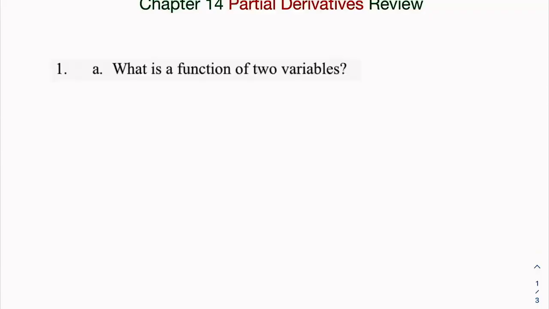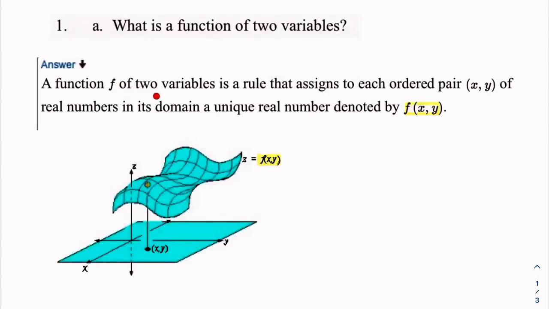First, what is a function of two variables? A function of two variables is a rule that assigns to each x, y in the xy plane a real number f of x, y. Think of that as the z-coordinate of this point. The graph of a function of two variables is a surface in 3D.